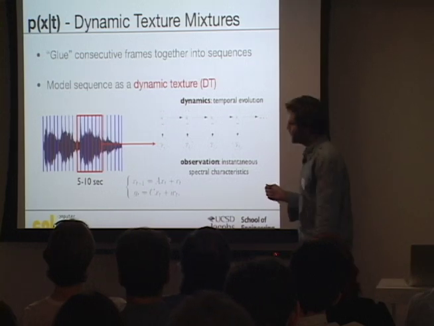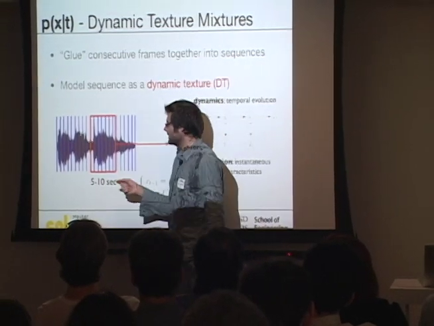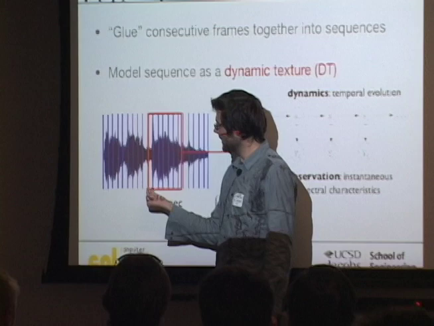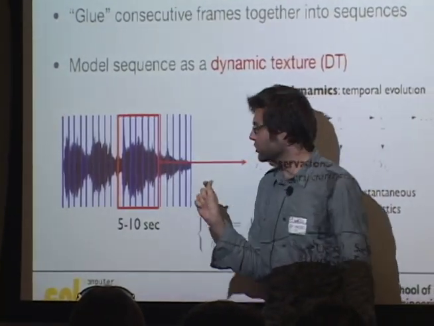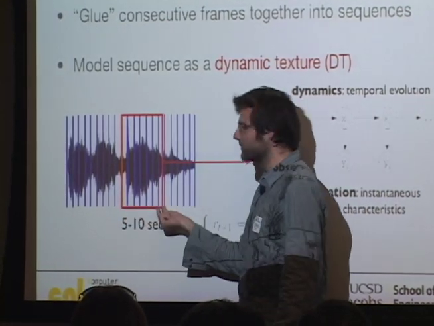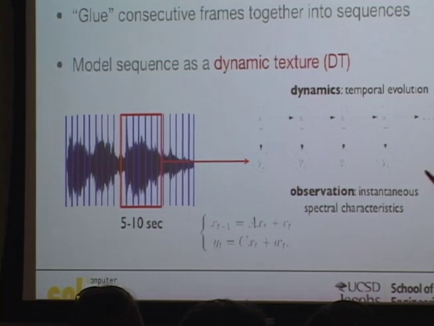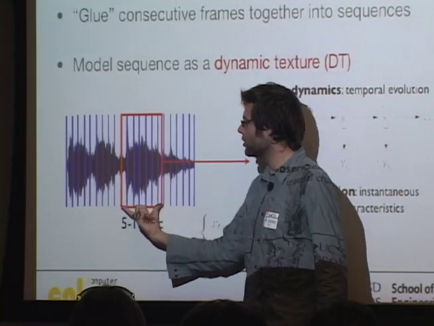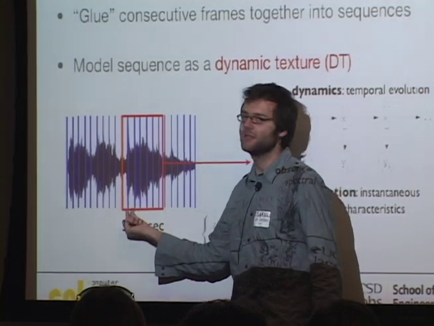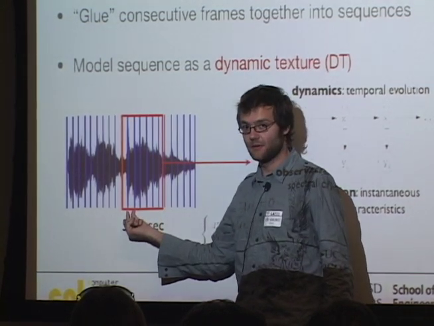Well, one of the ways to deal with that is saying, instead of building models that just look at these 50 millisecond segments here, I'm going to glue, let's say, 200 of those together into a 10-second chunk of music. And I'm going to build a statistical model of this 10-second chunk rather than these 50 millisecond segments. Now, how do we do this?